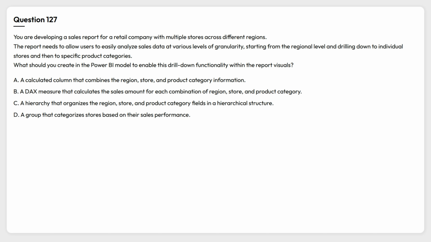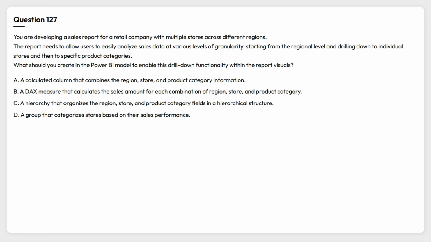Question number 127. You are developing a sales report for a retail company with multiple stores across different regions. The report needs to allow users to easily analyze sales data at various levels of granularity, starting from the regional level and drilling down to individual stores, and then to specific product categories. What should you create in the Power BI model to enable this drill down functionality with the report visuals?